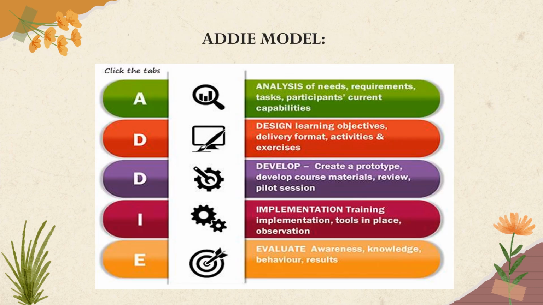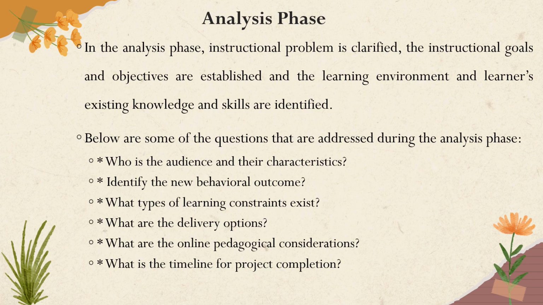So the ADDIE model: analysis of needs and requirements, tasks, participants' current capability; design learning objectives, delivery format, activities and exercises; develop, which means create a prototype, develop course materials, review, pilot session; implement, perform training, implementation tools in place; evaluate awareness, knowledge, behavior and results. So let us start each phase one by one.